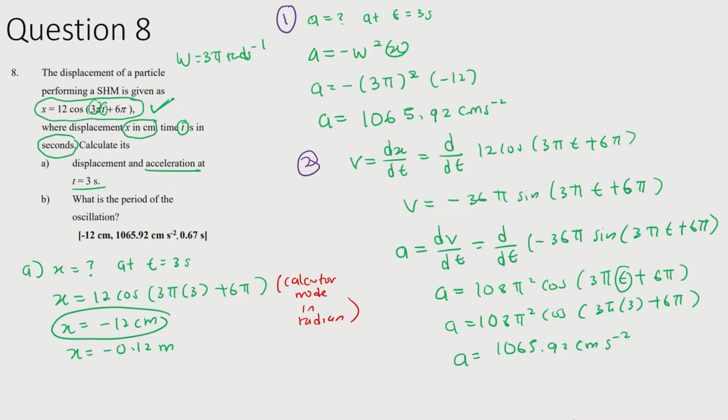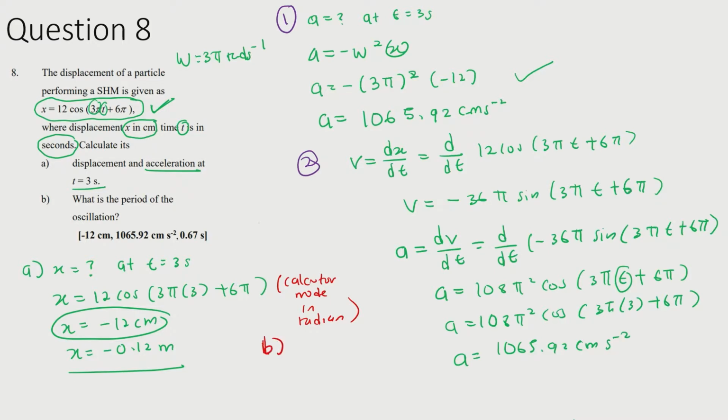So you have two ways. This one is much easier, but you need to use the x, which you get from the displacement at time equals to 3 seconds. Or the second way is to differentiate twice in order to get the acceleration. Then when you get the expression for acceleration, you substitute t equals to 3 seconds into that expression. Okay, 8b. For 8b, I'll just do it here.